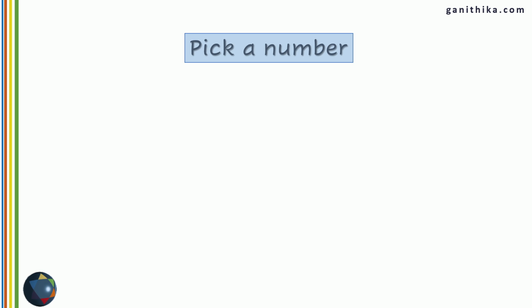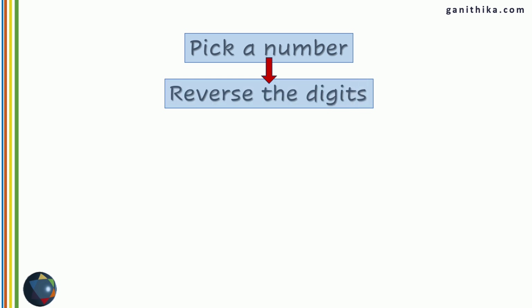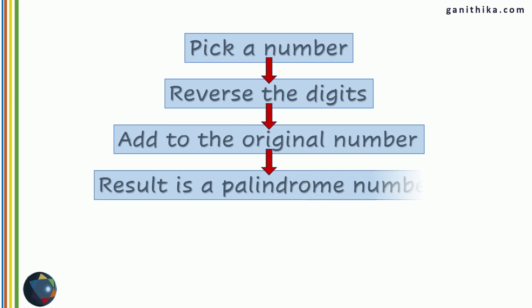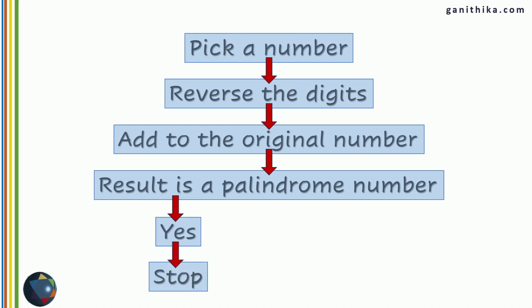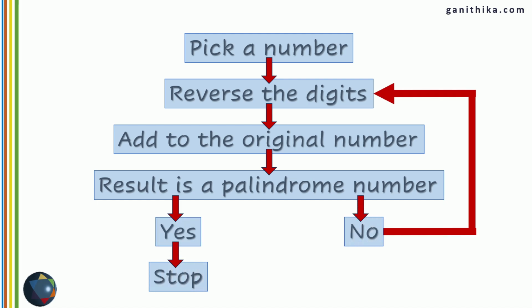So the process is: pick a number, any non-palindrome number, reverse the digits, add it to the original number, find the result and check whether the resulting number is a palindrome number or not. If it is, stop the process there. You got the palindrome number. If it is not, go back, reverse the resulting number, add and see if the result is again a palindrome number or not, and repeat the process.